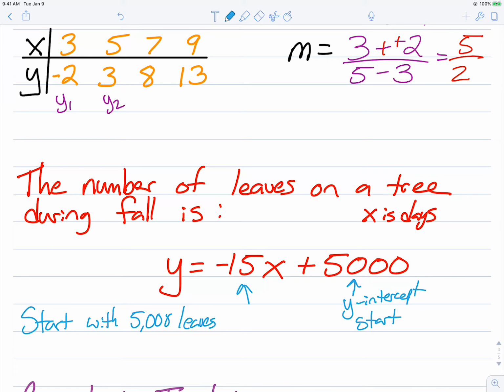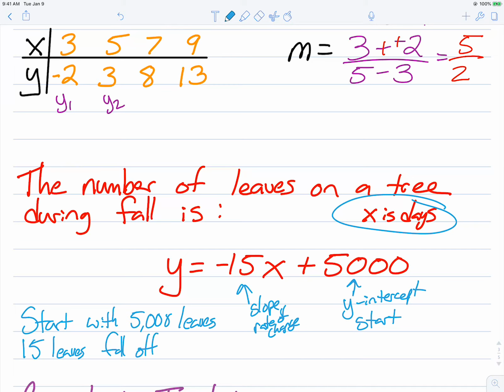Now, this is the slope, which is the rate of change. But if you'll notice, it's negative, which means in terms of leaves on a tree, that they're falling off. And it's fall, so that makes sense. So that means that if x is in days, it's losing, so 15 leaves are falling off every day. Okay, that's interpreting.